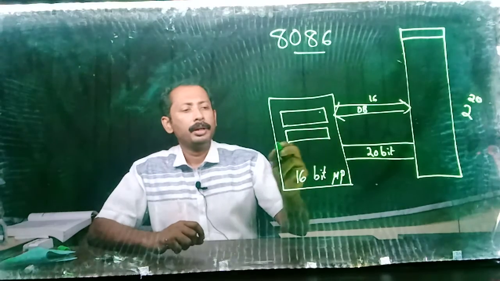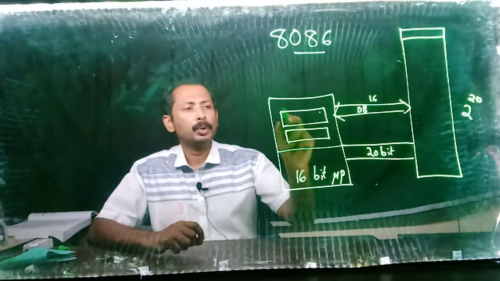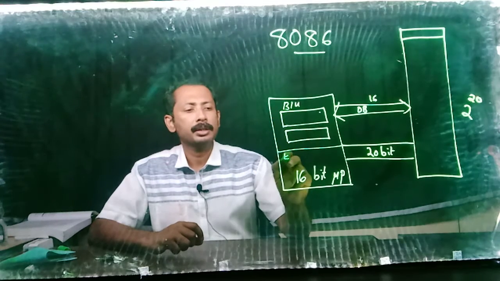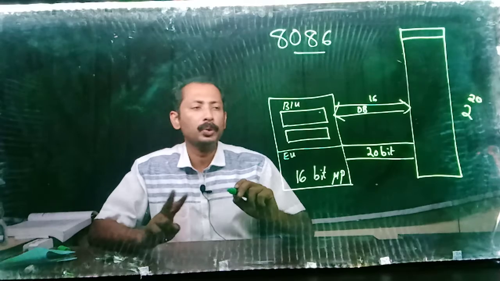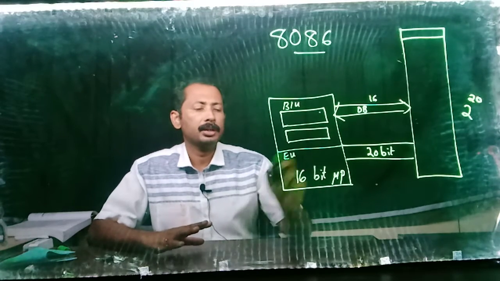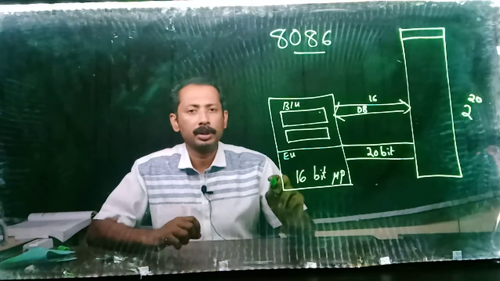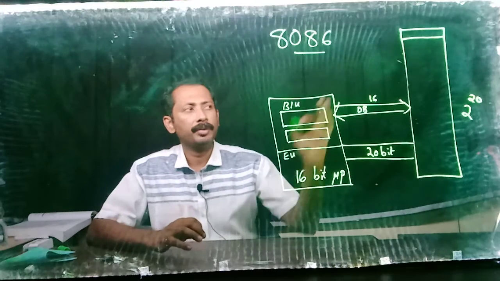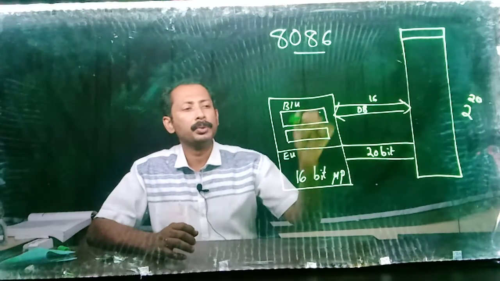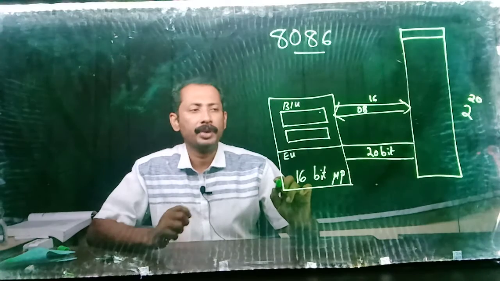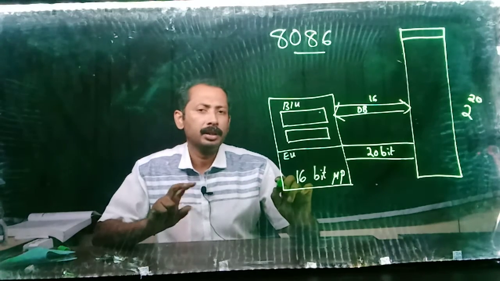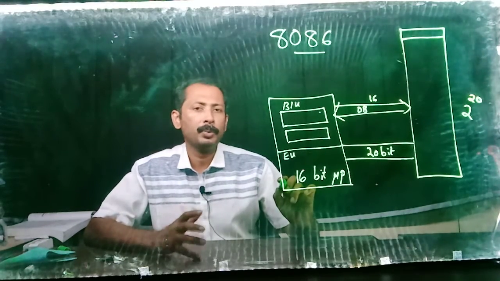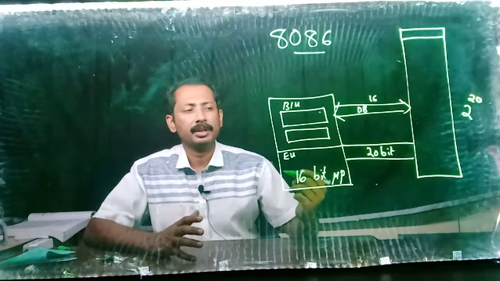Okay. And the MPU is divided into two portions. One is the bus interface unit and the other is the execution unit. So we have two units inside this 8086. The bus interface unit is responsible for the fetching of data from memory to the CPU. Fetching of data contains two things. One is to compute the address, and the other is to fetch.